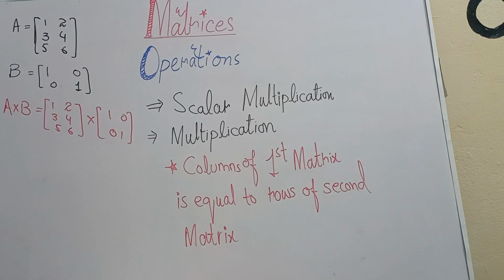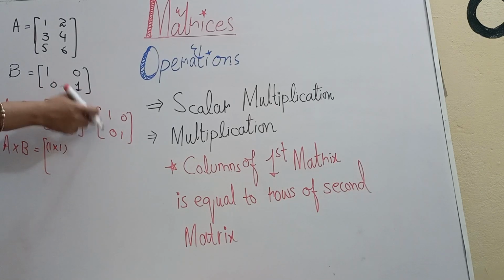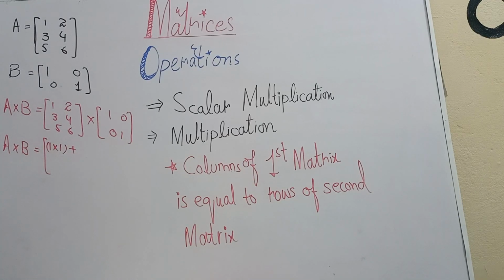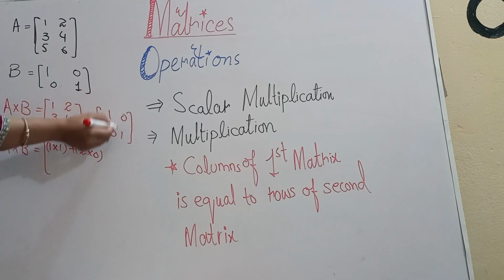Here we have to go row to column. In the next step, we have to write the numbers with multiplication symbols. So here is 1, and the first element of the column is 1, so we write 1 multiplied by 1. And then here are 2 elements and here are 2 elements, so we have to add them. Here is 2, and it is going to be multiplied with the next number, that is 0.